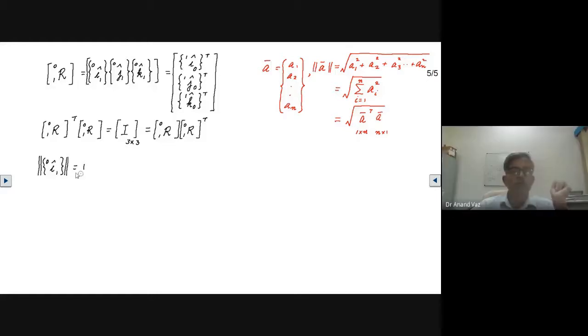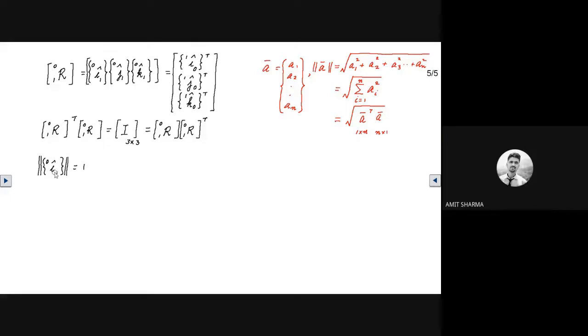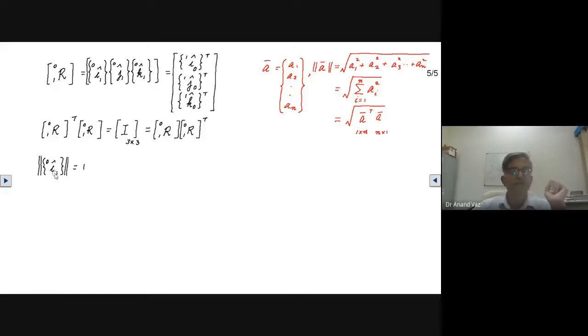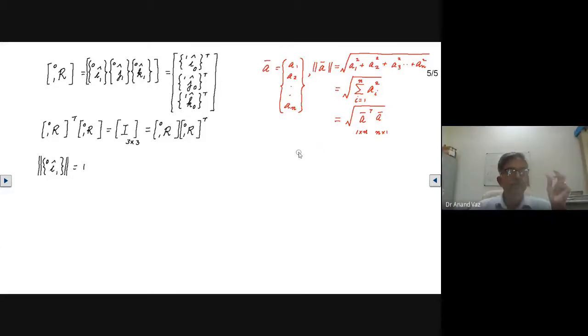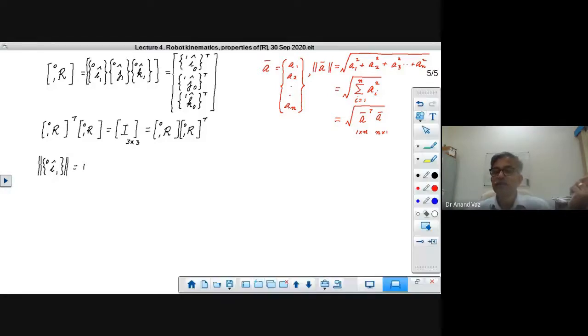Yes, sir. So what we have shown here is the norm of this vector is actually the length of this vector. So you're taking the components, you're squaring them, and then you're adding the squares, and then you're taking the square root. And you find that this length is actually equal to 1 because it's a unit vector. Its length is actually equal to 1. Okay. So this is how we represent it.